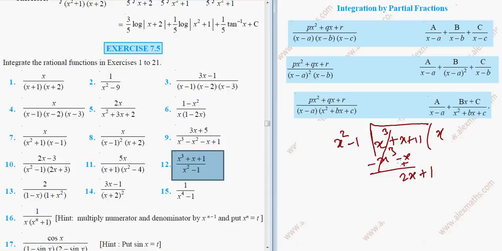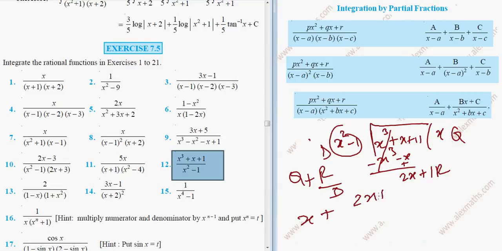Now the degree is smaller. Then this is quotient, remainder, divisor. So you have to write it in q plus r by d form. Then after that, integrate separately. This is nothing but x square by 2. This you have to factorize as x plus 1 into x minus 1. Then apply the first rule, which is a by first factor plus b by second factor. So these are the rules we have.